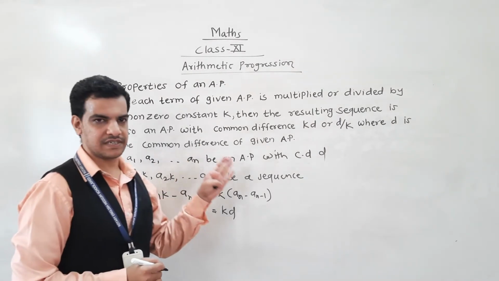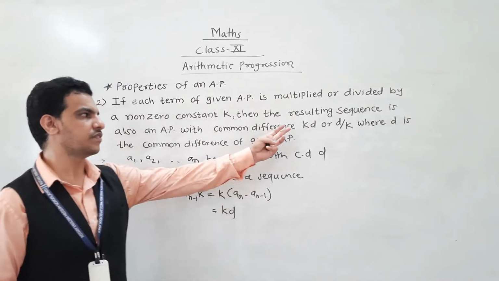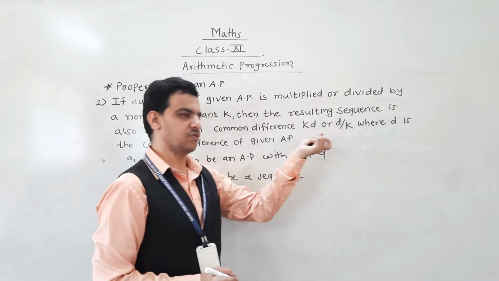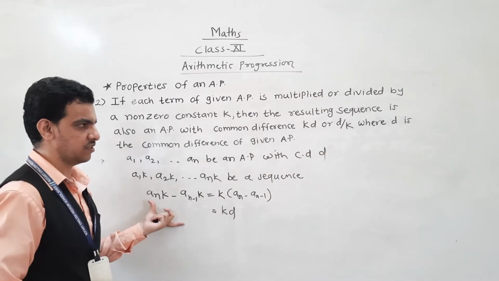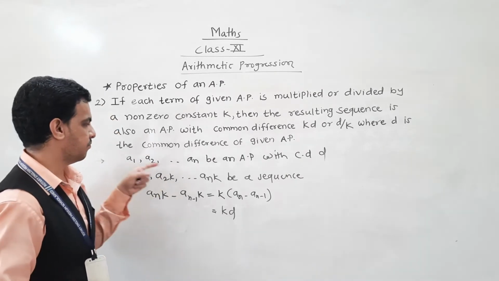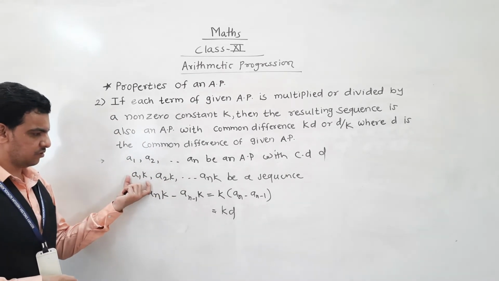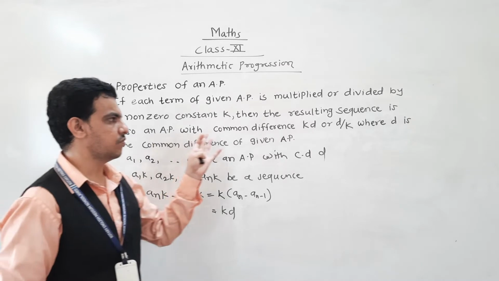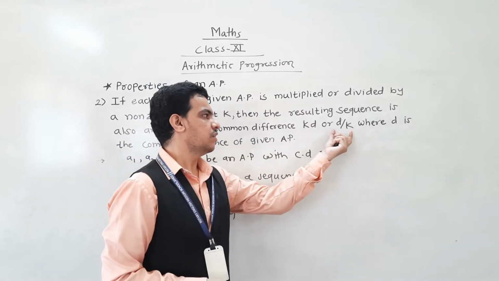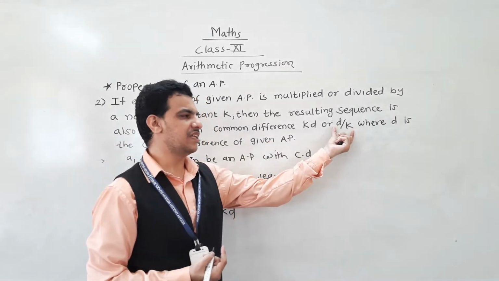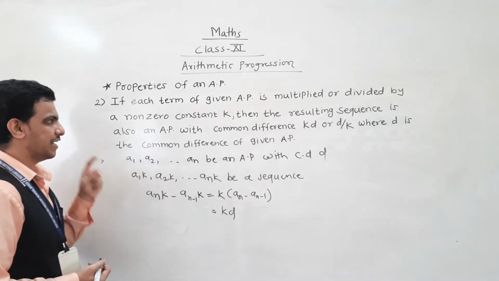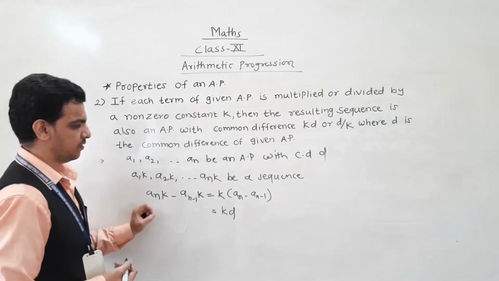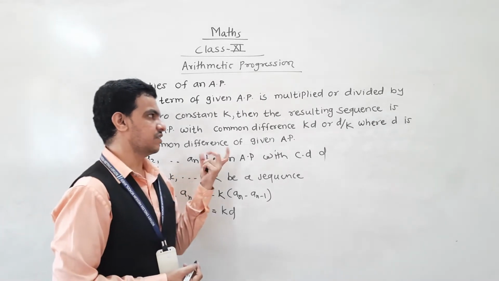So if we multiply by any non-zero constant k or divide by any non-zero constant k, then the resulting sequence is an AP with common difference kd or d by k. Here I am proving it for multiplication; you can prove it similarly when we divide by a non-zero constant k. This is the second property of an AP. Now we will see the third property.